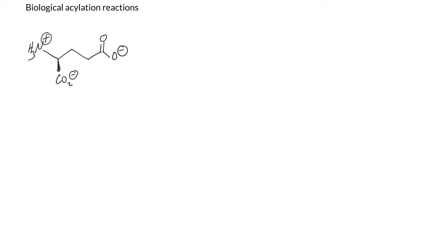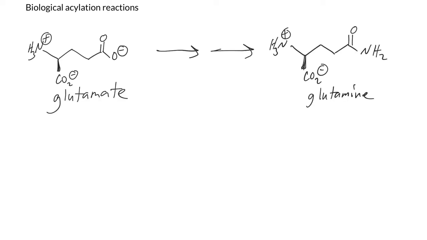Let's look at how we can apply this to biological acylation reactions. So if we take glutamate, which is the carboxylate of glutamic acid. If you look here, here's your amino acid, and here's our side chain, and this is deprotonated as well as this one. So we're in at least slightly basic solutions so that both of these are deprotonated, and the overall charge on this is a -1. So it's glutamate compared to glutamic acid.